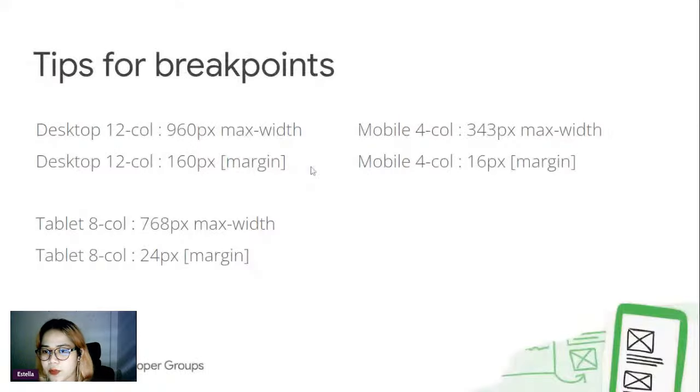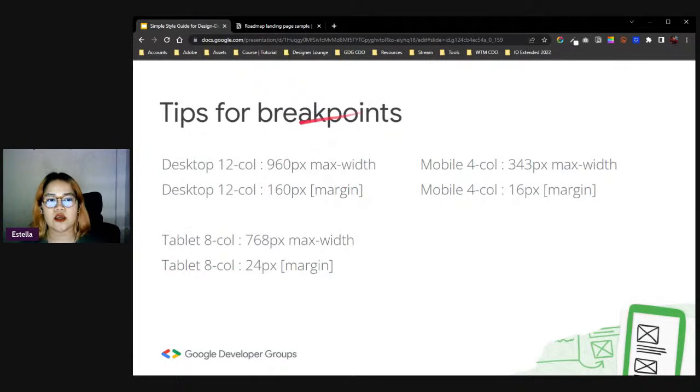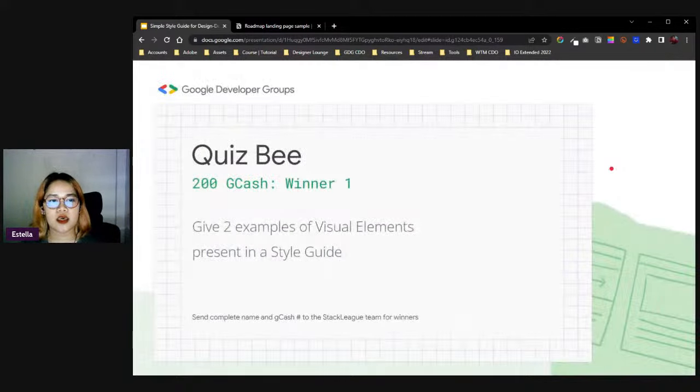Let's go to my Windows. Okay, so my slide. I think I've explained. So, just tips for breakpoints. I think I mentioned this earlier as well. It's 960 by 720 for the safe one, and then for this one there's desktop, tablet, and mobile. Then the max speed, and yeah.